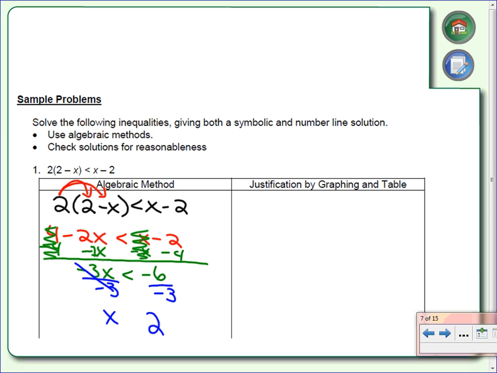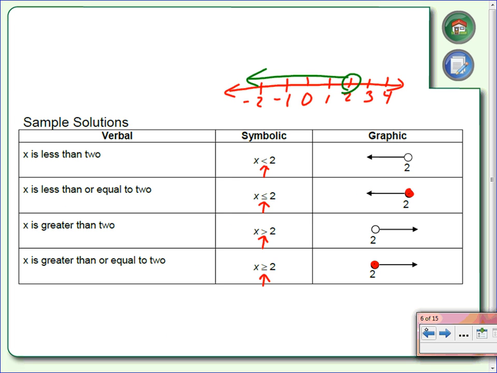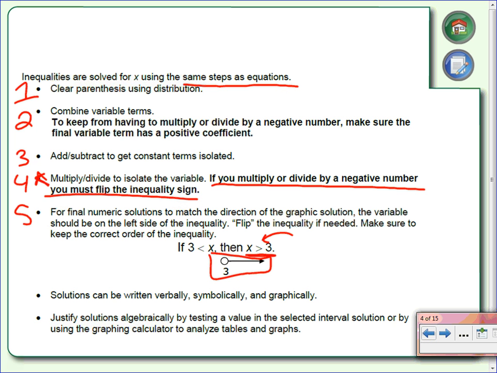By the way, notice I have not brought down my inequality symbol. Here's why. In our notes, a second ago we talked about this. Matter of fact, I think I even had you underline. Step number 4, when we multiply or divide by a negative number, you must flip the inequality sign. When you multiply or divide by a negative number, flip the inequality sign.